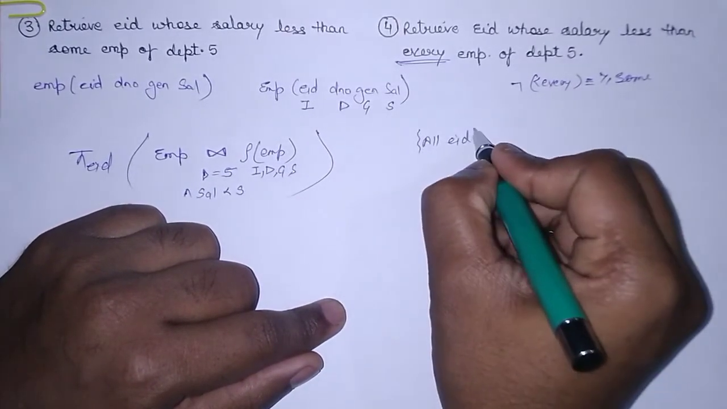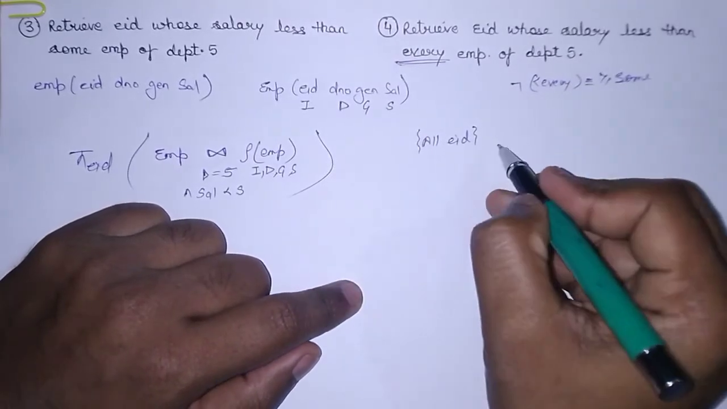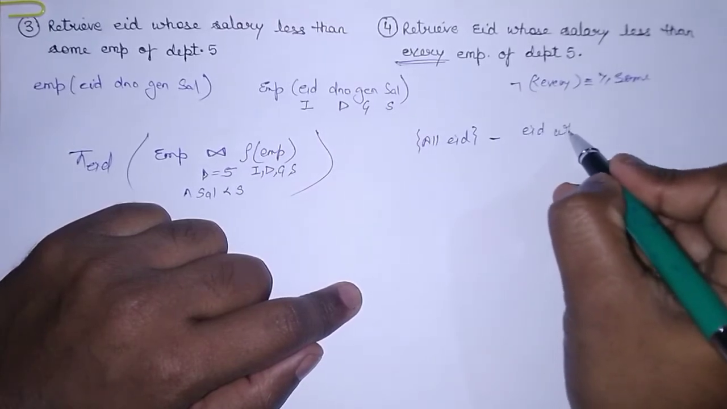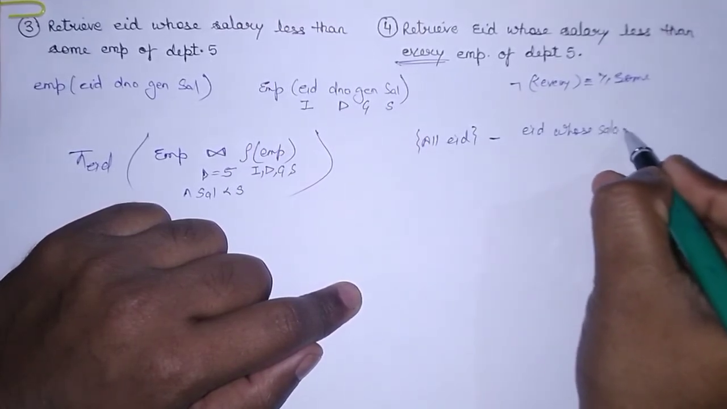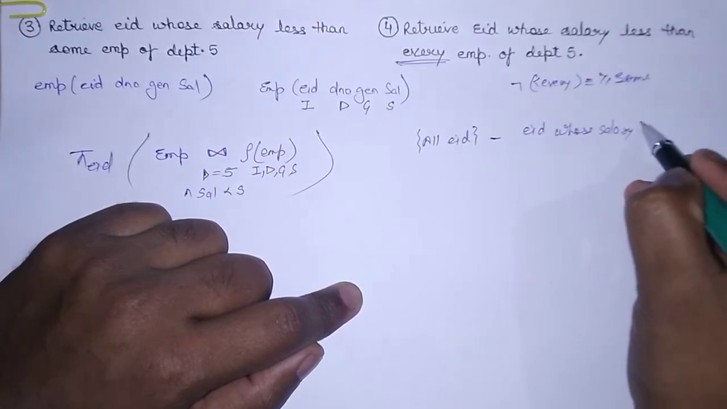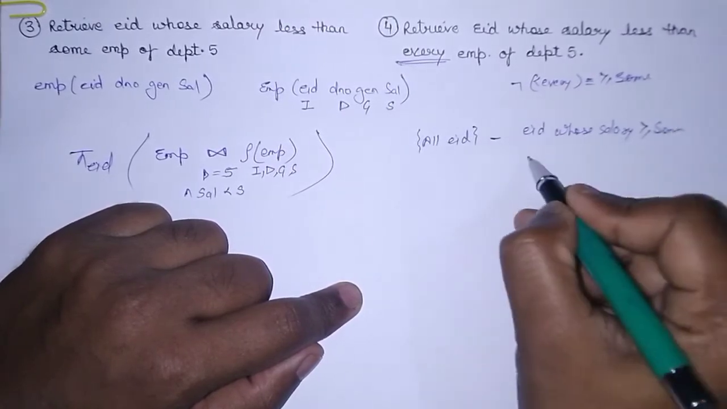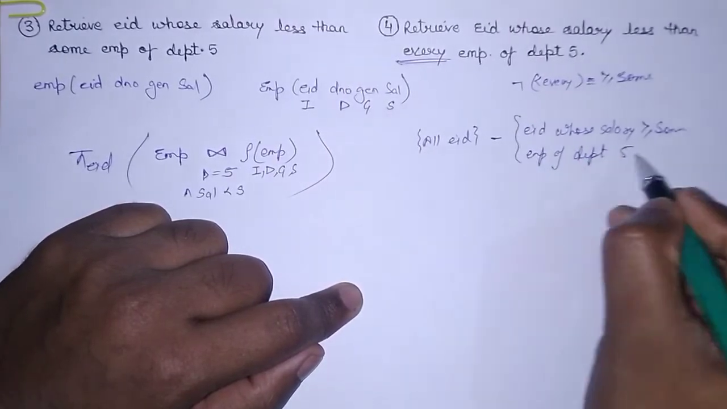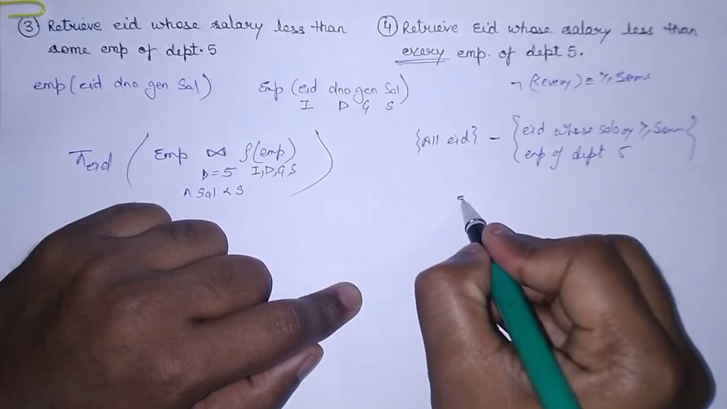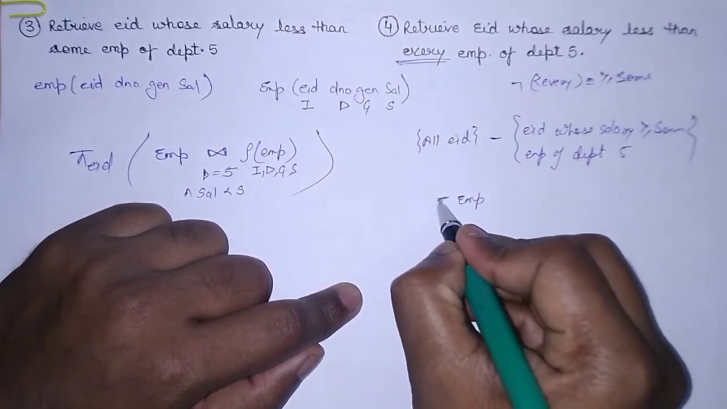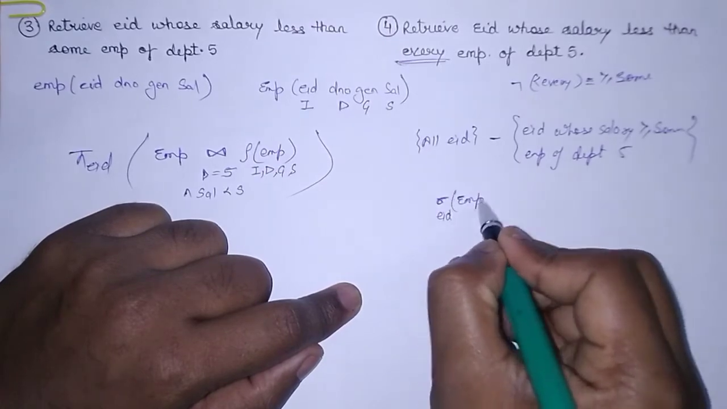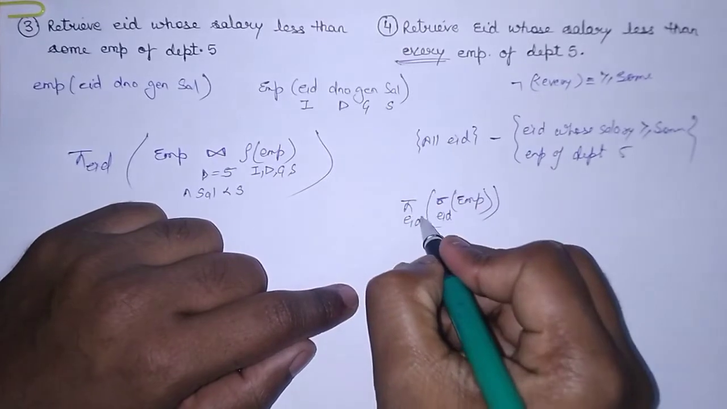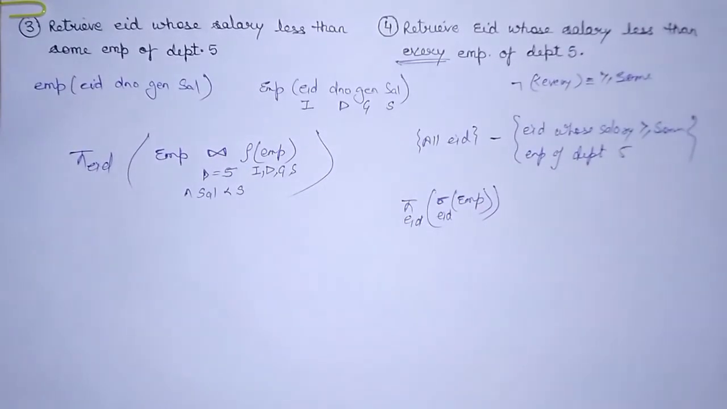First of all we will be taking all employee ID and then we have to find out the employee ID whose salary is greater than or equal to some employee of department 5. So how we can do that? Just select the employee ID from the table and project the employee ID. So this way we will be adding all the employee IDs of this particular relation.